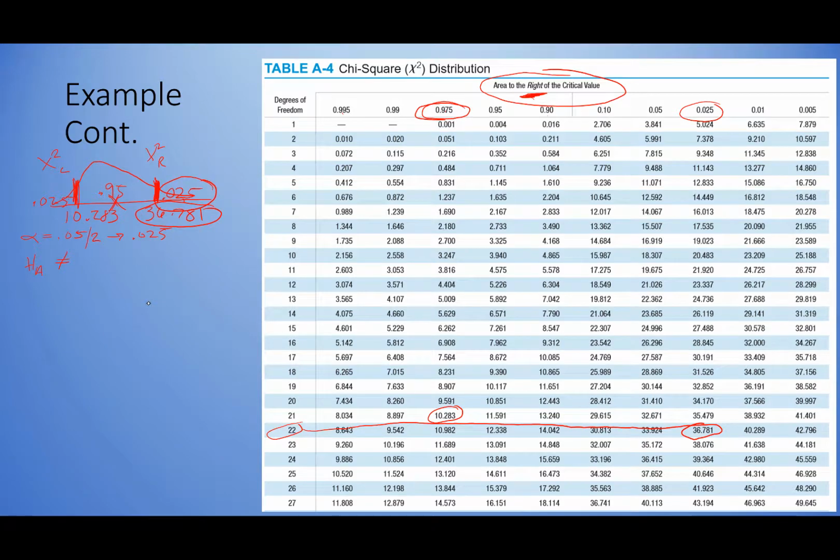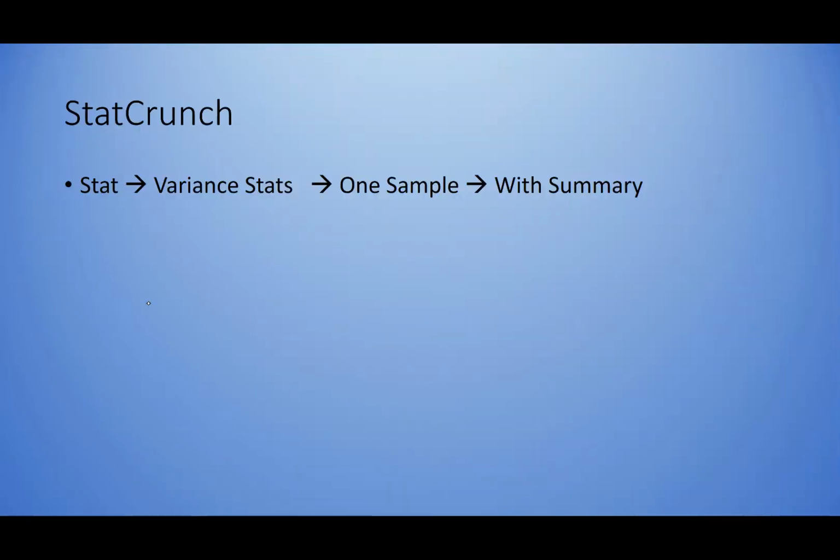Okay. Now let's go ahead and go into StatCrunch and see what this looks like. In StatCrunch, we are going to go to the Stat menu, to Variance Stats. Yes, I know we are testing a standard deviation, but our only option is titled Variance Stats. We would do One Sample, and in this case With Summary. So let's head on over to StatCrunch and see what this looks like.